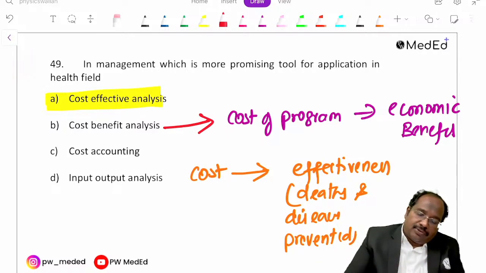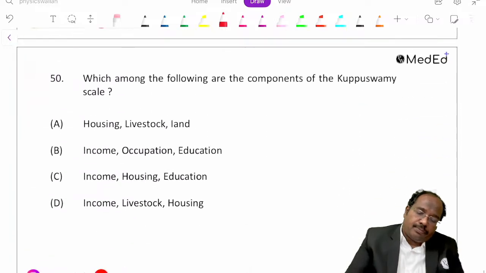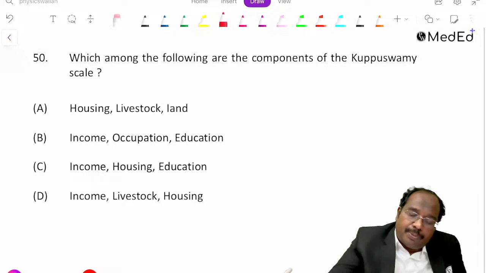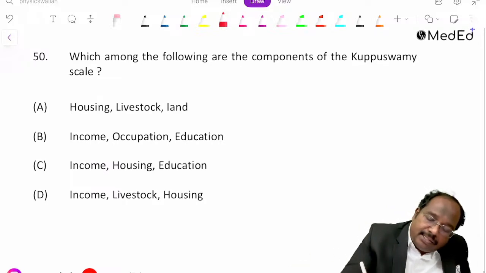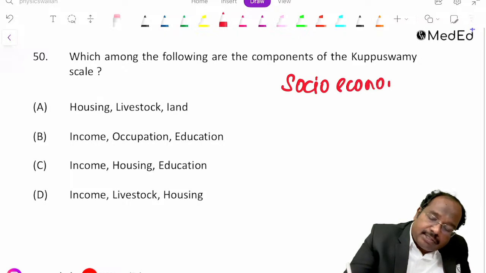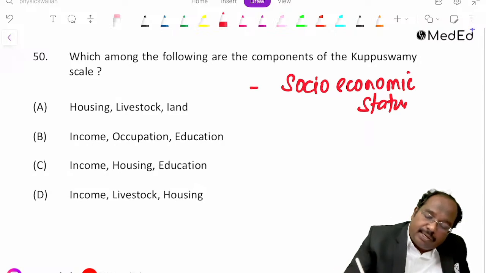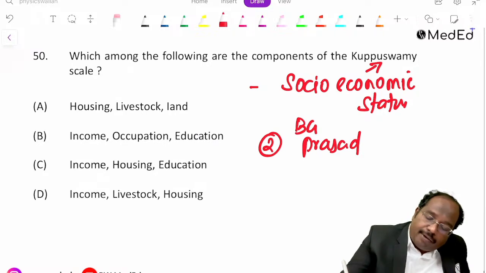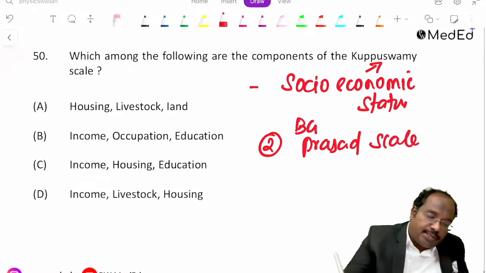We go to the last question, guys. Which of the following are the components of Kuppuswamy scale? The Kuppuswamy scale is used for socio-economic status. We use these scales: one is the Kuppuswamy scale, and the second one is the Prasad scale, the modified BG Prasad scale.